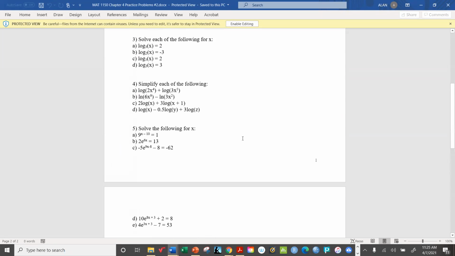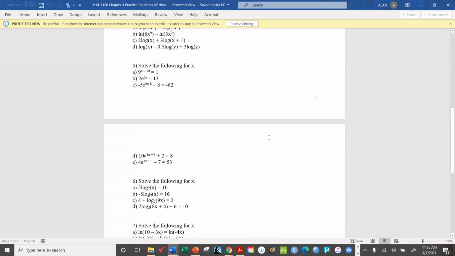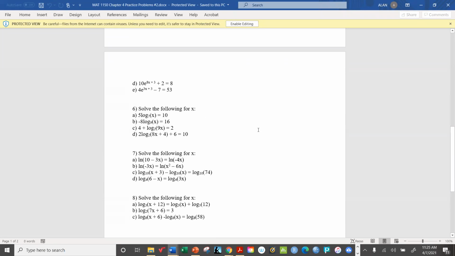So there's 2 of them, 2 complete problem sets. They shouldn't take all that long. They look longer than they really are. So this is all about logs and about exponential functions. So take a look at these 2, have them ready for the next time we meet, and we'll go over these and we'll take it from there.